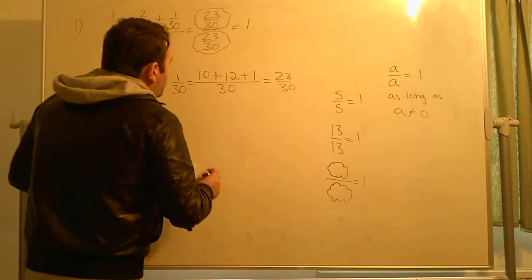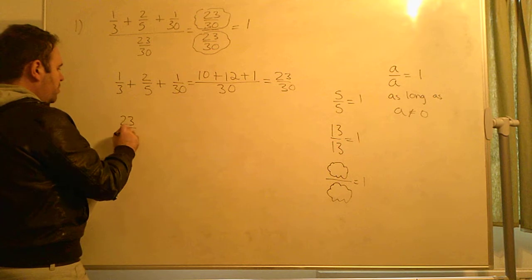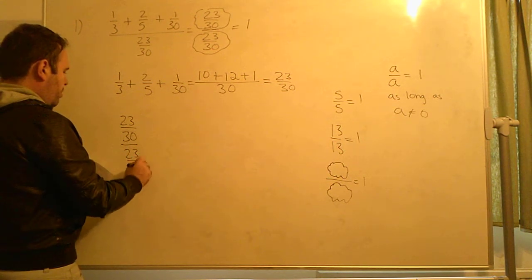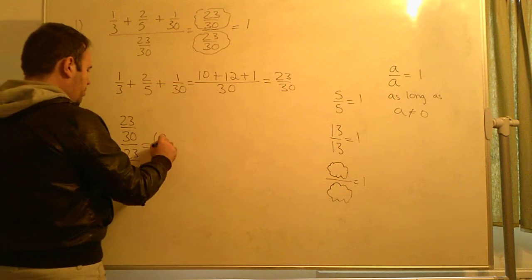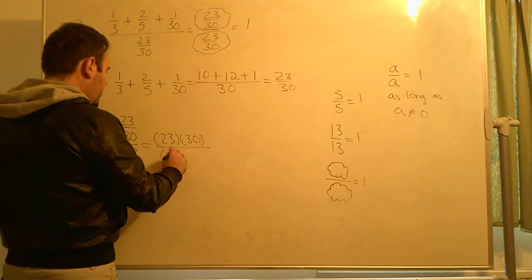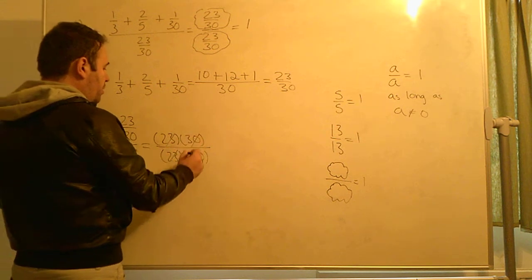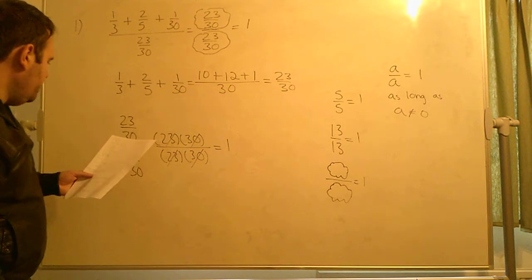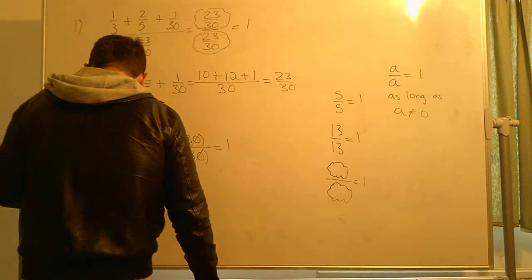So, if we wanted to work this out using the previous methods, we would divide 23 divided by 30 by 23 divided by 30, and then we apply the rule of multiplying the extremes. So this would be 23 times 30 divided by 23 times 30. And 23 divided by 23 is 1, and 30 divided by 30 is 1, so this would be 1. Okay? Let's carry on with the next example.